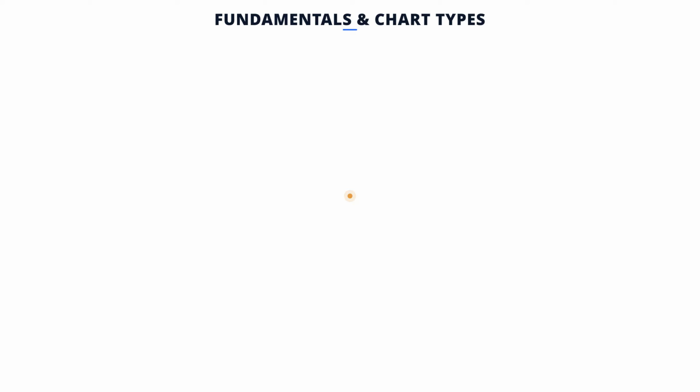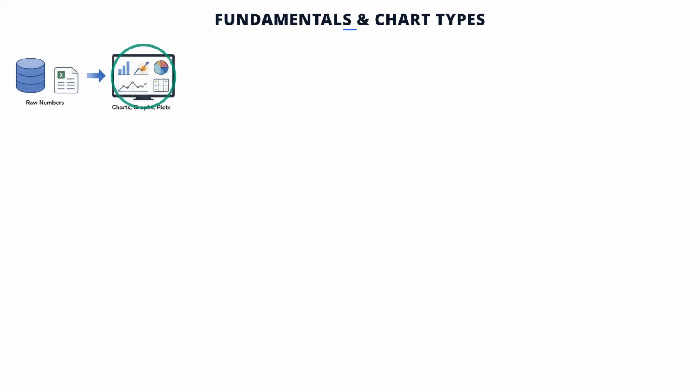Data visualization is essentially the art of turning raw, overwhelming numbers into intuitive pictures, such as charts, graphs, and plots. This allows anyone to understand the underlying story at a mere glance. In the fields of artificial intelligence and machine learning, we use visualization for two primary reasons.